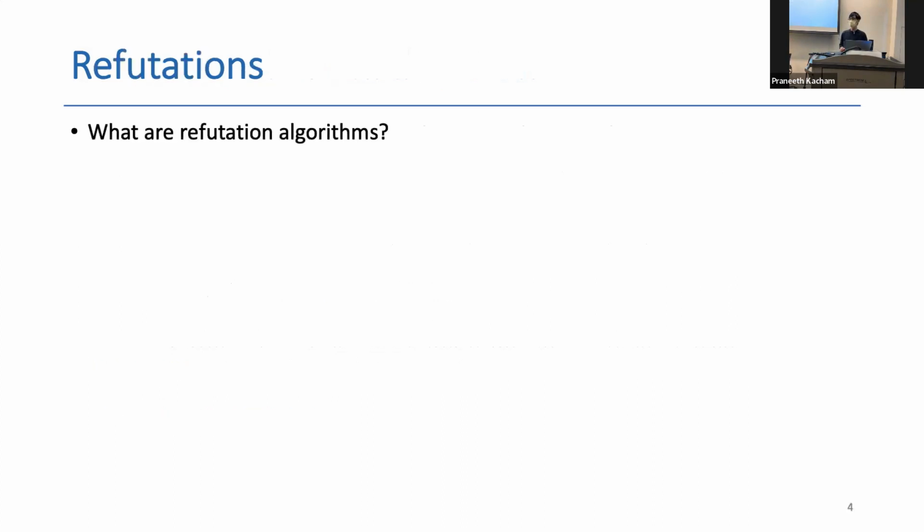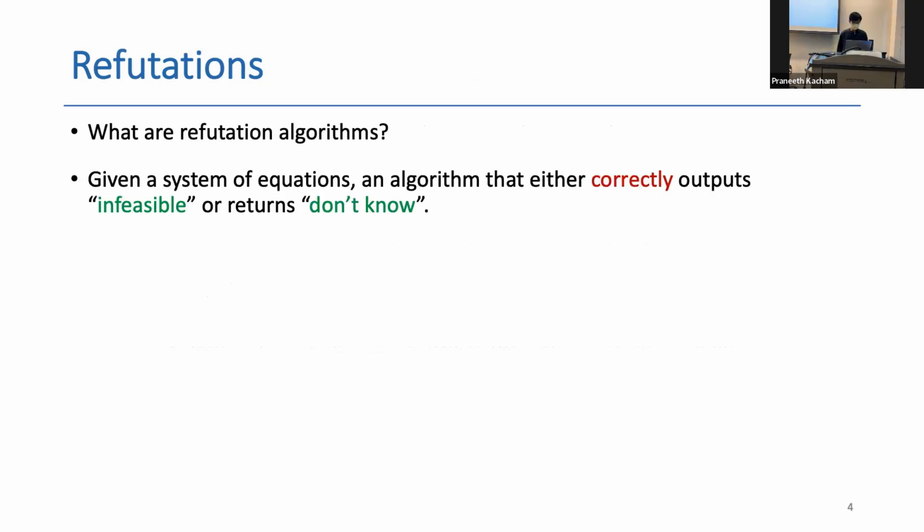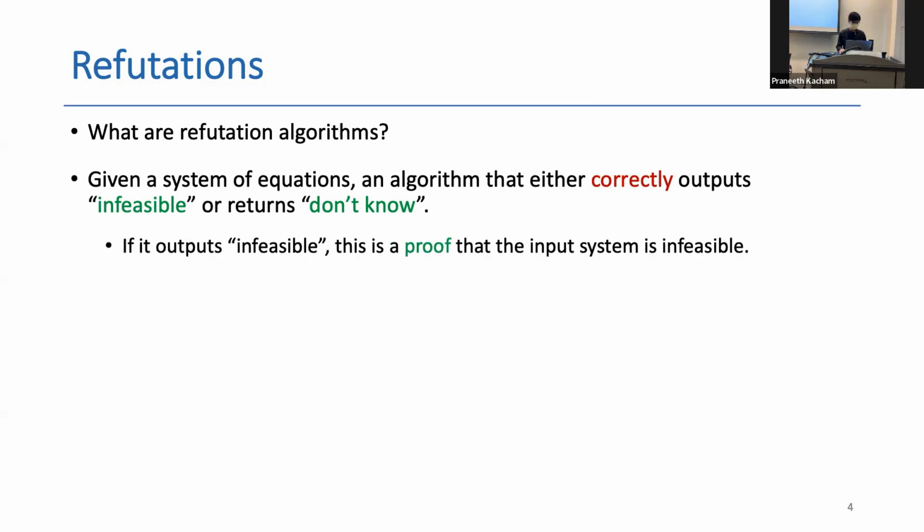So let me first explain what refutation algorithms are. Suppose we're given a system of equations, and a refutation algorithm is an algorithm that either correctly outputs infeasible or returns don't know. Here, correctly outputs is important because when it outputs infeasible, it has to be correct. So it means that if it outputs infeasible, this is a proof that the input system is unsatisfiable.